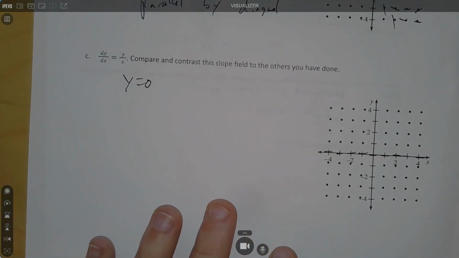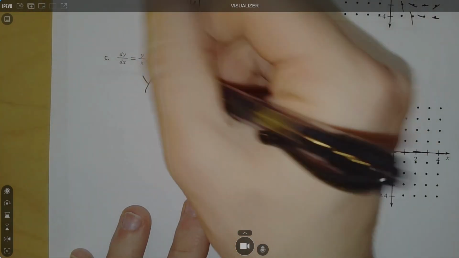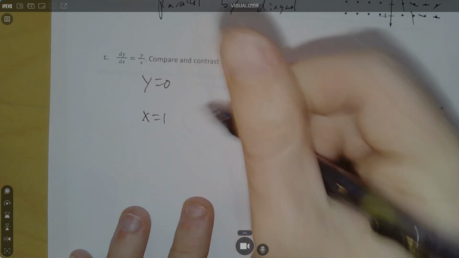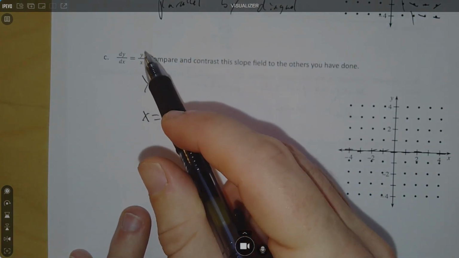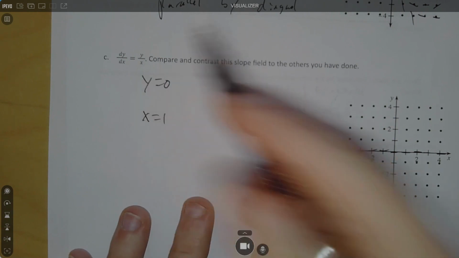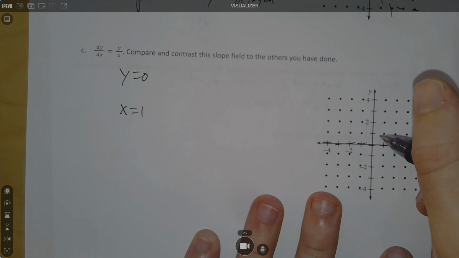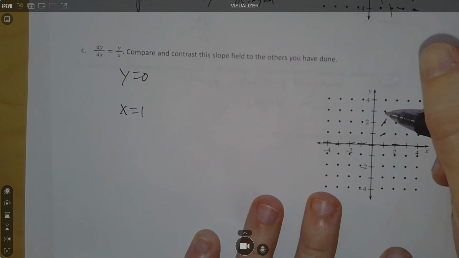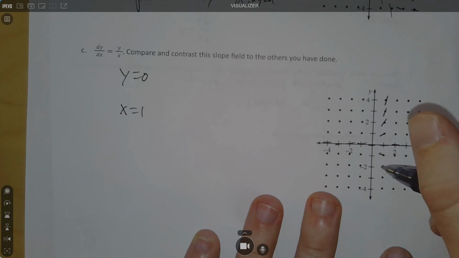How about if x is 1? If x equals 1, then the slope is whatever y is, because it's just divided by 1. So whatever y is, that's the slope. So here at 1, I'm going to have a slope of 1, then 2, then 3, then 4, and -1, -2, and -3, and -4, like that.